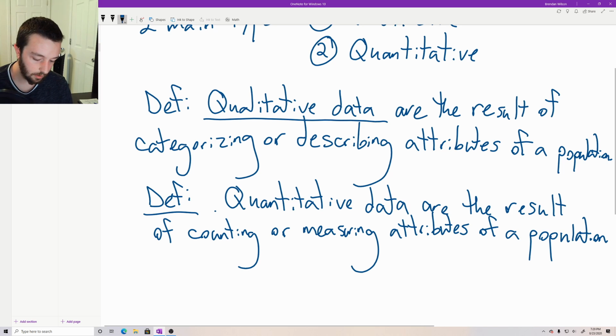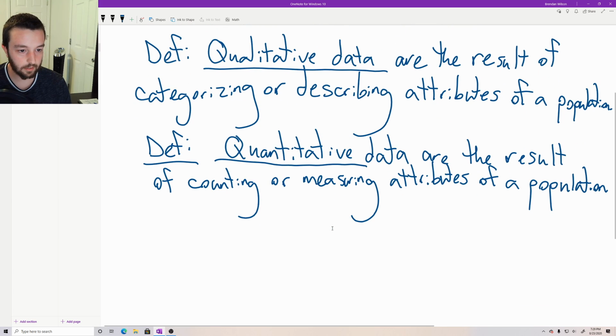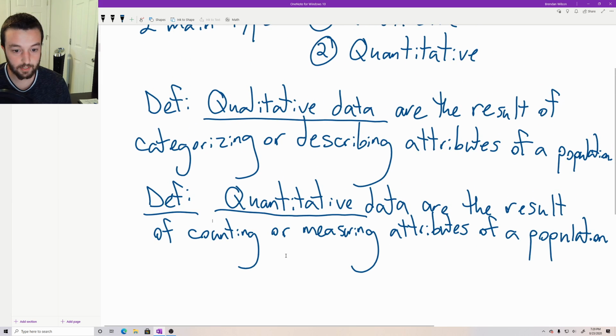The word quantitative has the prefix quant, just like quantity. And qualitative has the root qual, like quality. So qualitative data is describing qualities. Quantitative data is describing quantities. The book also mentions quantitative data are always numbers. Qualitative data could be numbers, but they're not numerical.